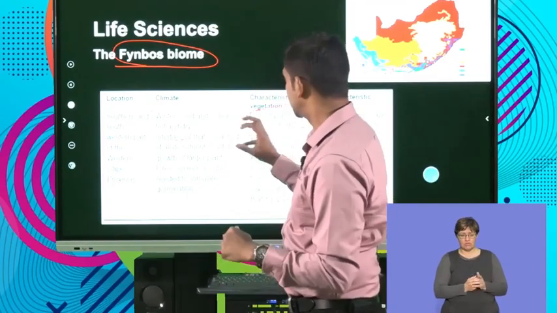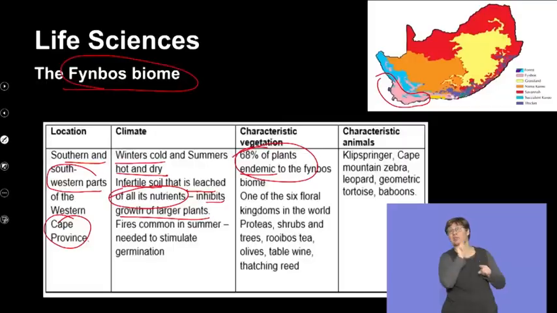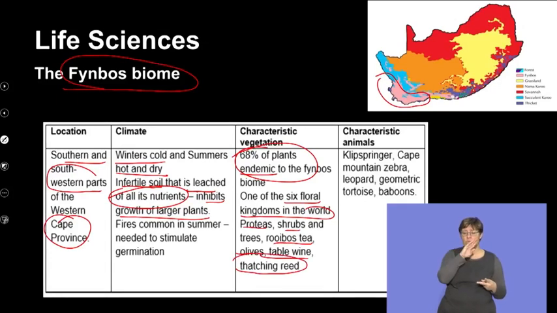So a rich, biodiverse spot. It's one of the 6 floral kingdoms in the world, where proteas, shrubs, the rooibos plants, olives, table vines, and your restios reeds are found. It's also characterized by the klipspringer, Cape Mountain zebras, the geometric tortoise, and baboons.